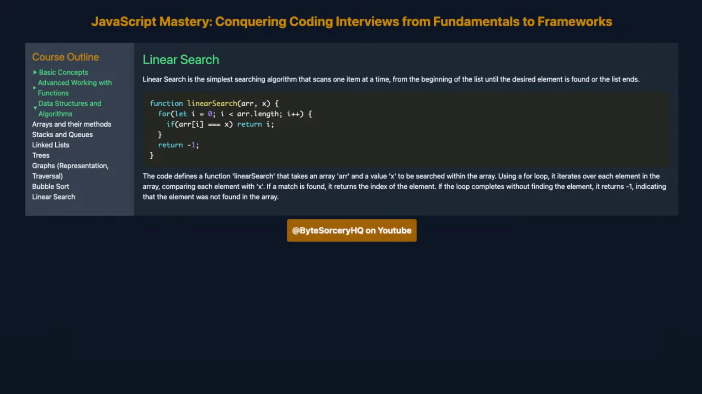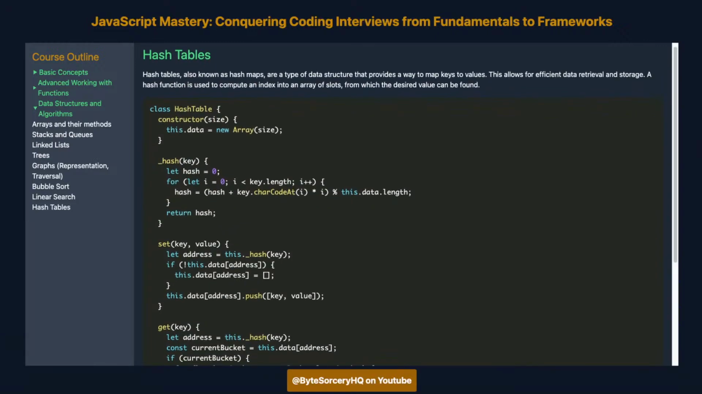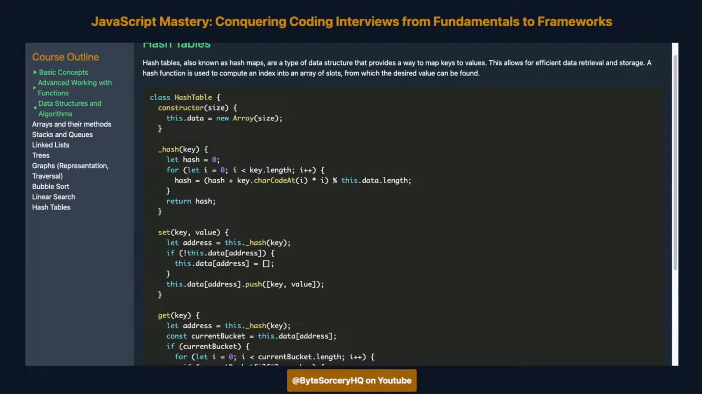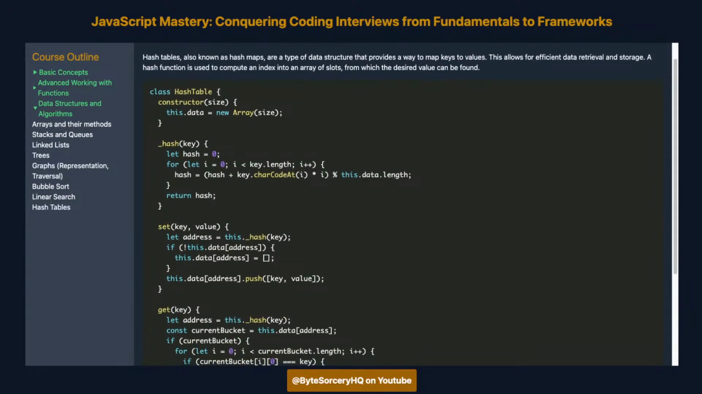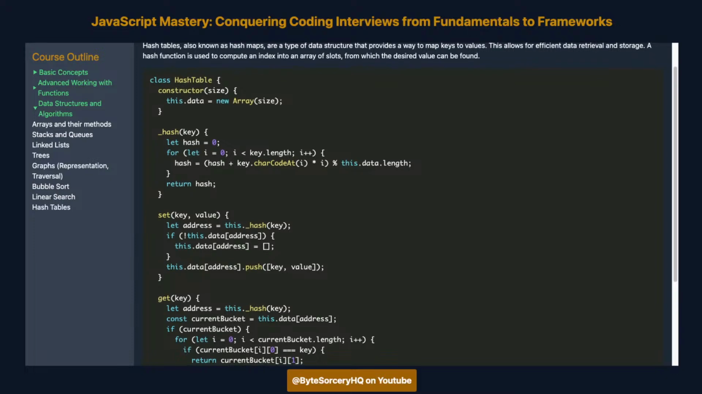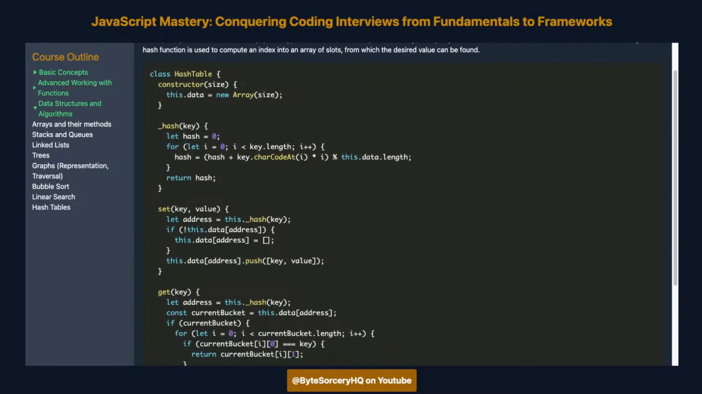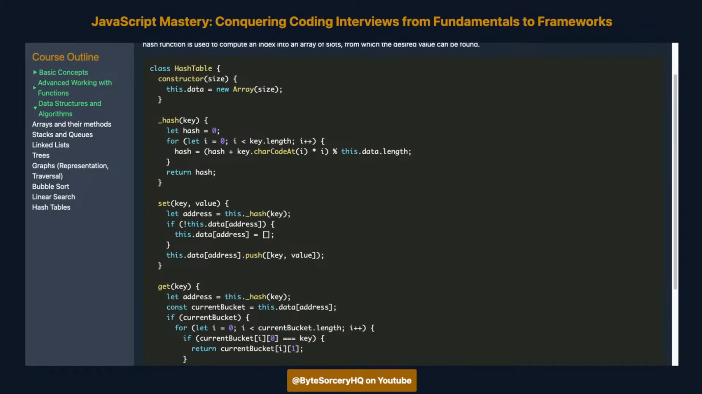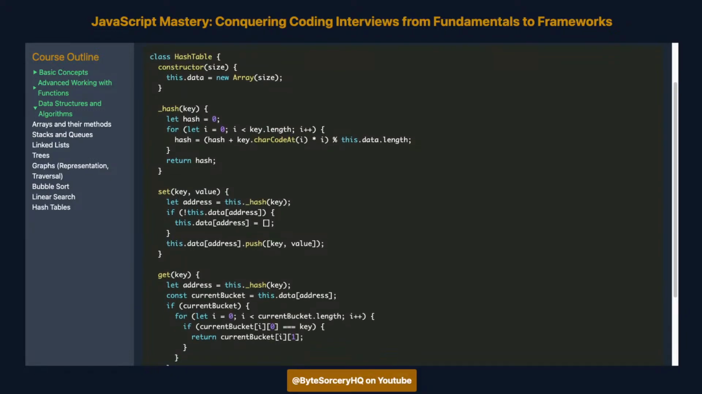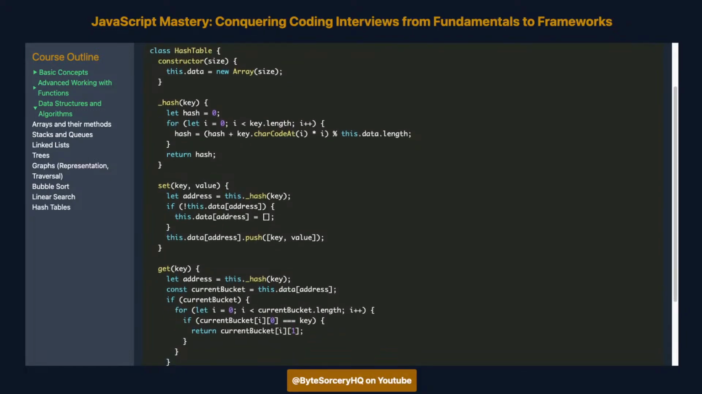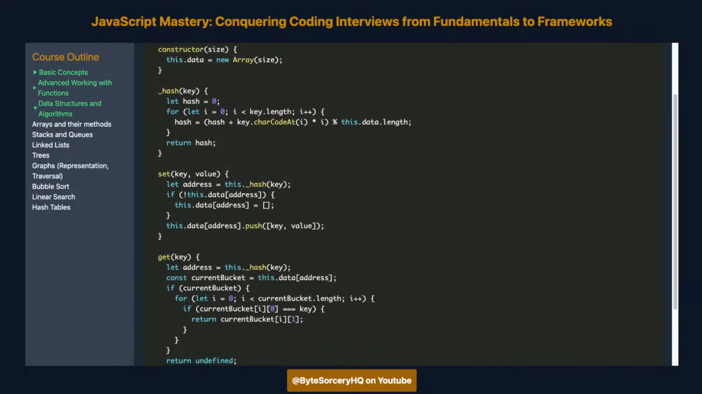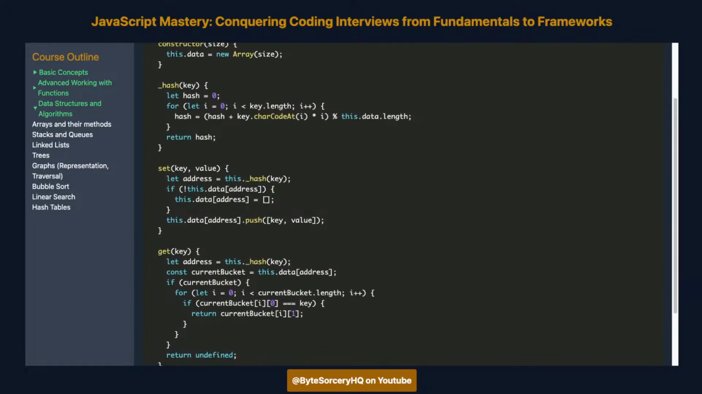array. Hash tables. Hash tables, also known as hash maps, are a type of data structure that provides a way to map keys to values. This allows for efficient data retrieval and storage. A hash function is used to compute an index into an array of slots from which the desired value can be found. Our code outlines a basic hash table class, including a constructor, a hash function, _hash, and methods to set and get key-value pairs. The constructor initializes an array to store data.